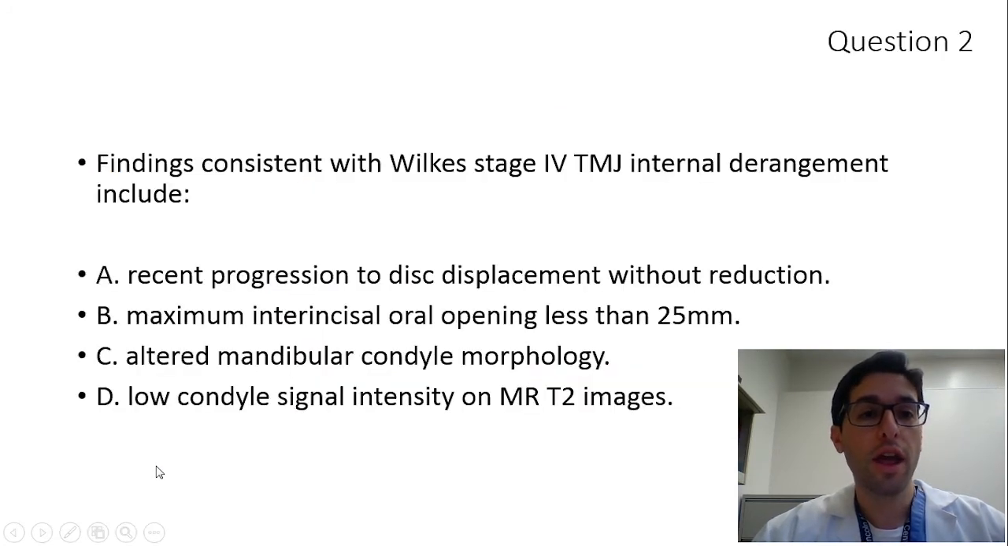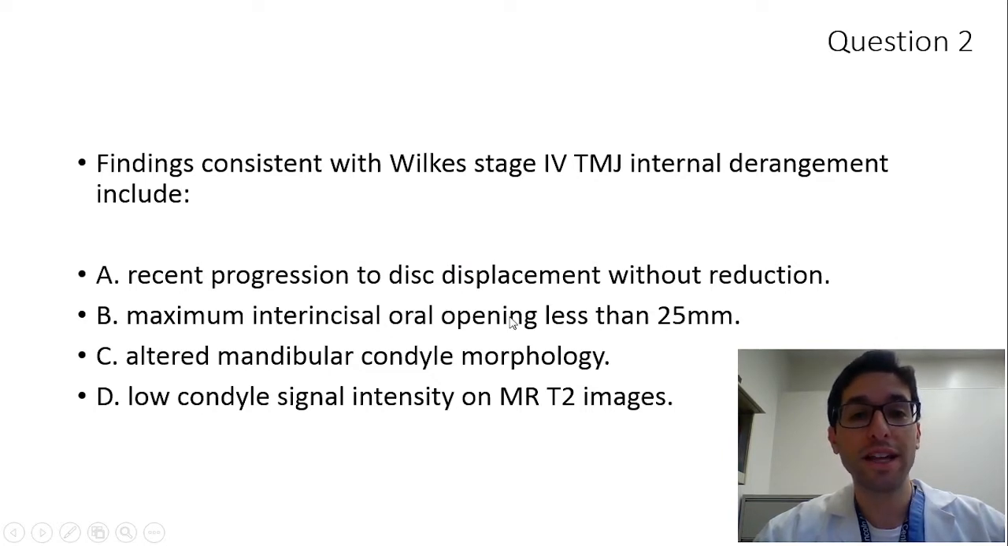All right, next question. The findings consistent with a Wilkes 4. Again, let's see how well you know that chart. Let's read through the choices. Which one of these is a Wilkes 4? Is it a recent progression to disc displacement without reduction? Nope, that's a Wilkes 3. We just reviewed that one, so it's not that.